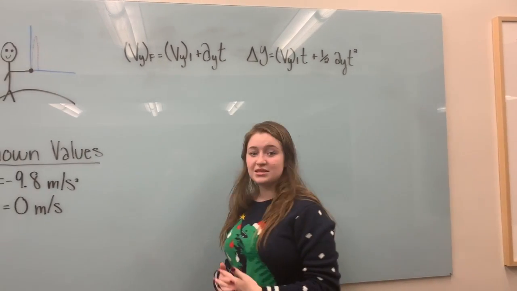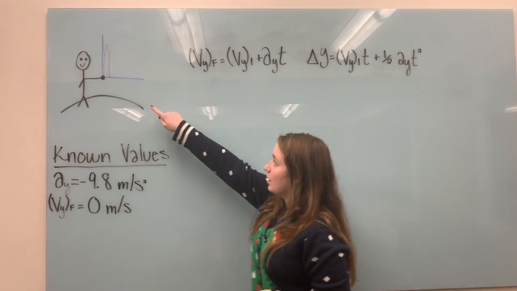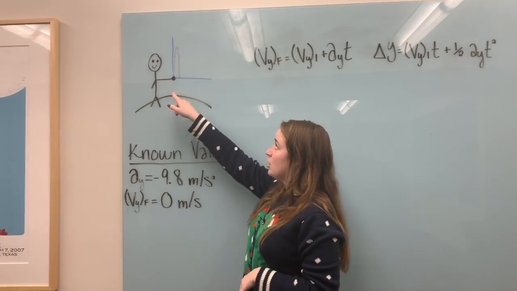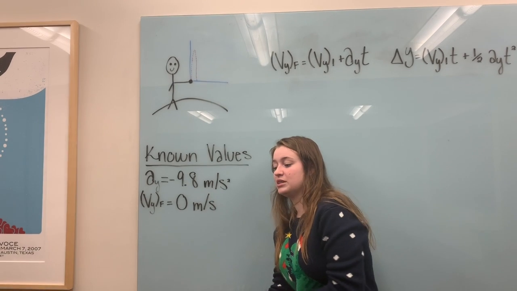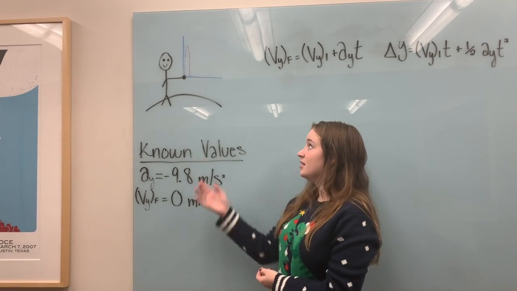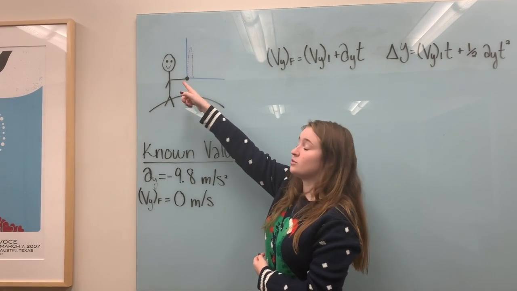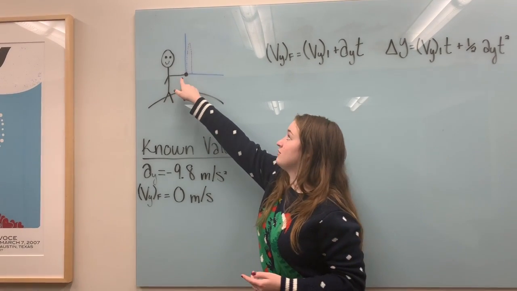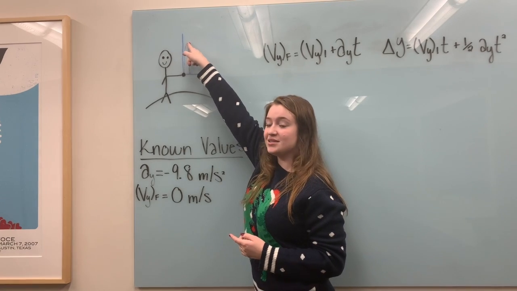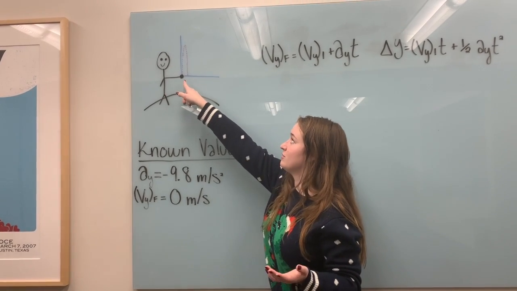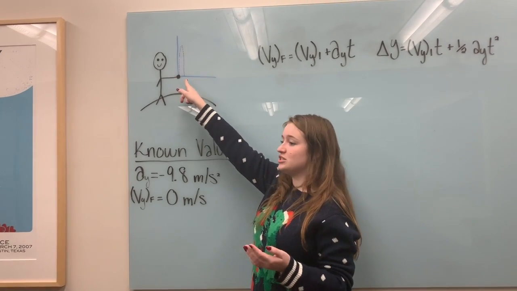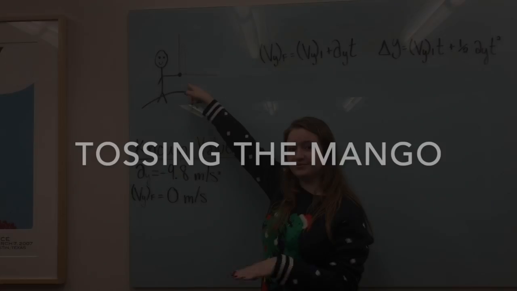Now, when we did this experiment and we tossed our mango up and then down, we only measured from when the mango left the tosser's hand. Therefore, here, when it's leaving the tosser's hand, is the point of origin. So when we're measuring displacement, it's only from here to its peak height, and when we're measuring time, it's only from when it leaves the hand to when it reaches the same distance.